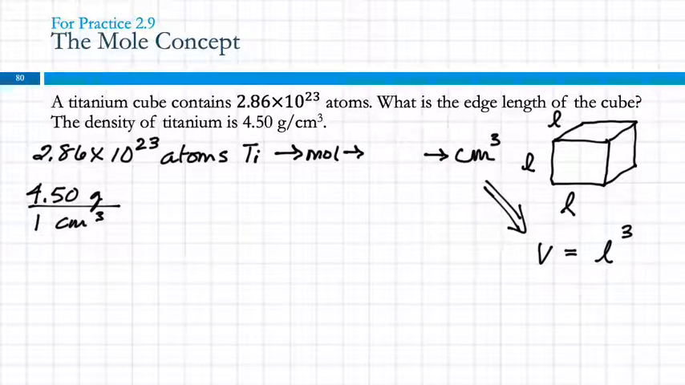So what's missing between mole and cubic centimeter? The mass in grams. I can do moles to grams using the molar mass of titanium, and the grams to cubic centimeters is the density. Once I get cubic centimeters, I can use algebra to find the length.